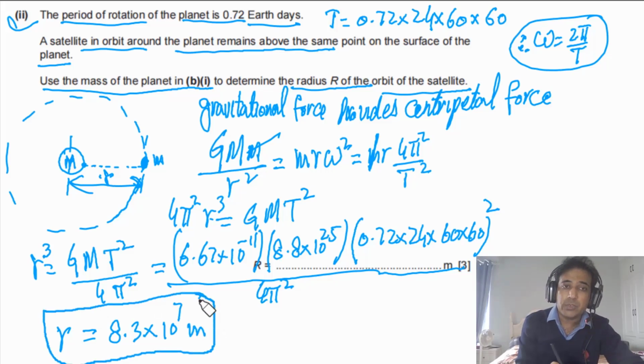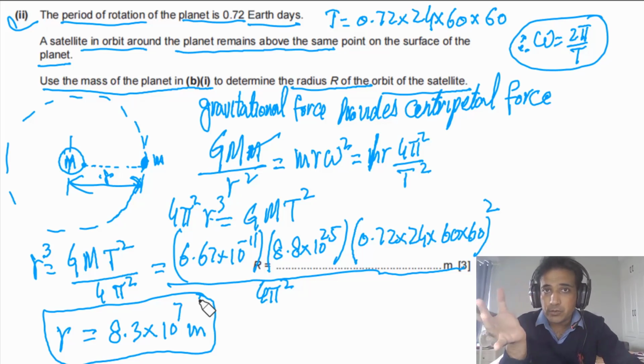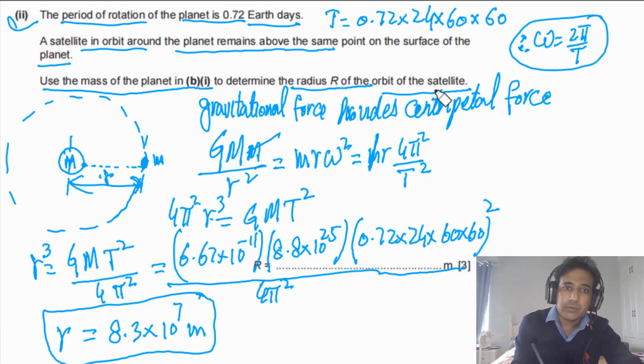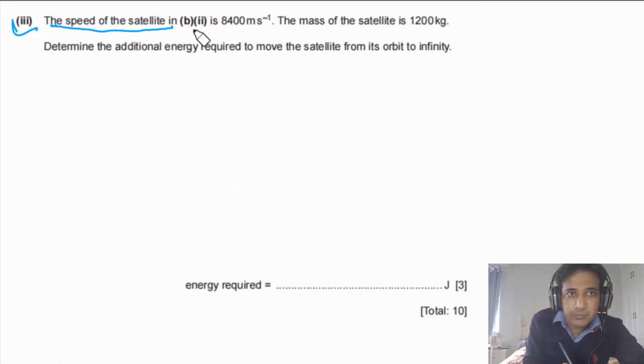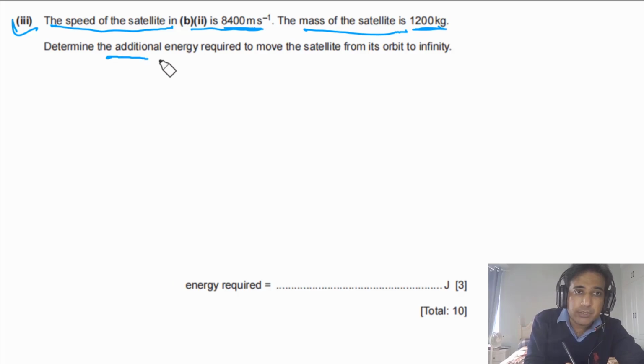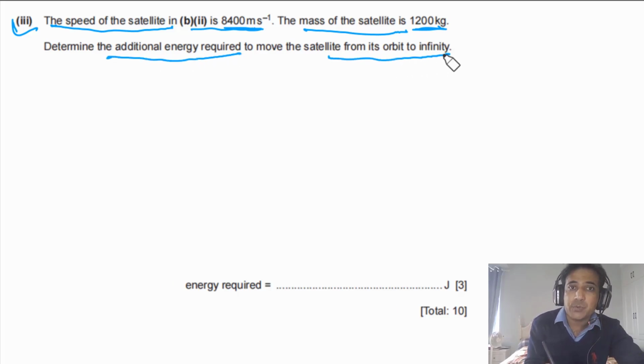So this is how you need to calculate, and this is a typical question as well. You will see this one in many past papers, so you need to be very familiar with this. So this is the main concept. The third part says the speed of the satellite in B2 is 8,400 meters per second. The mass of the satellite is 1200 kgs. Determine the additional energy required to move the satellite from its orbit to infinity.